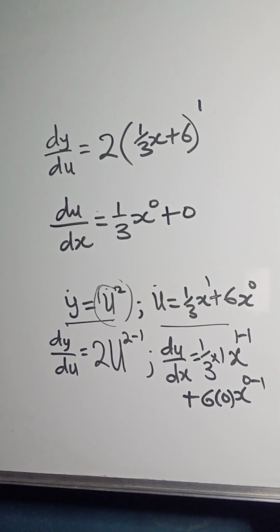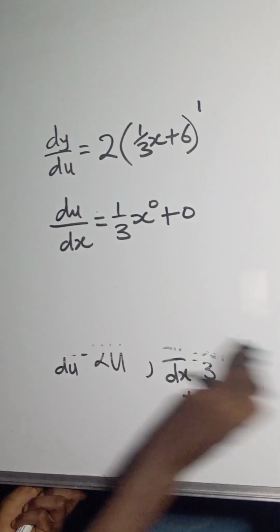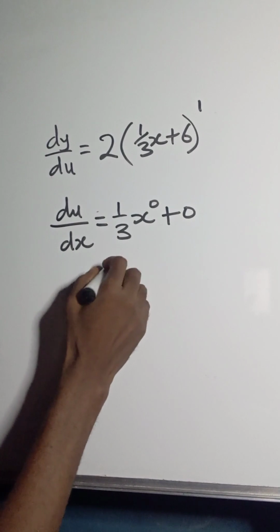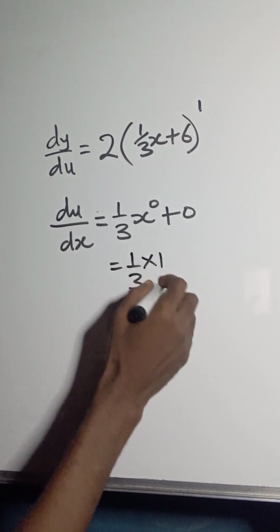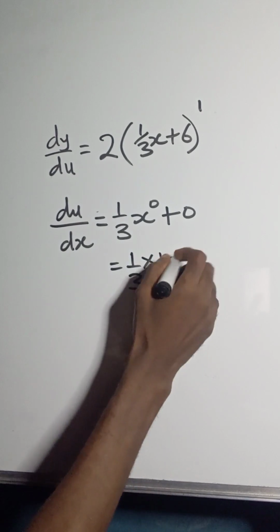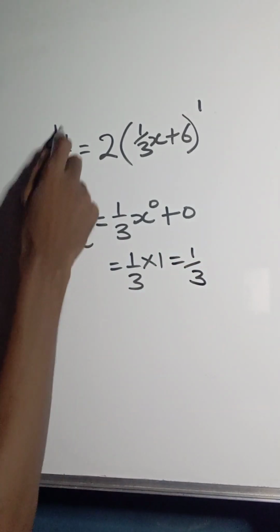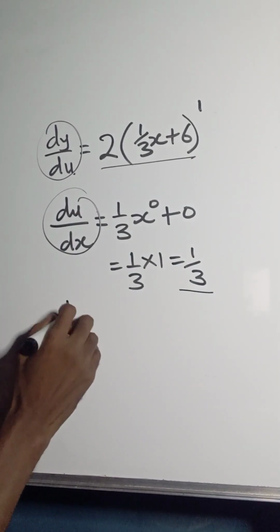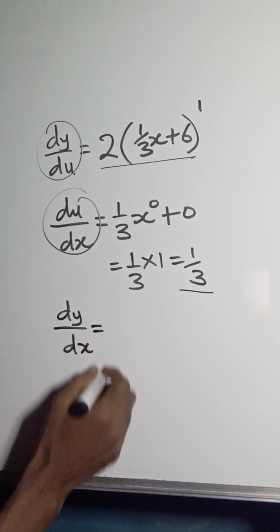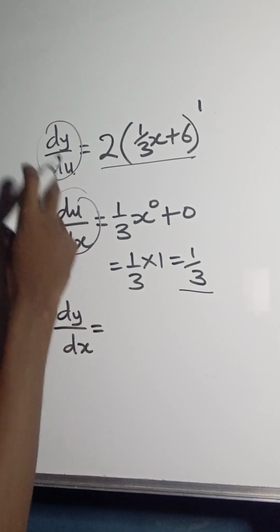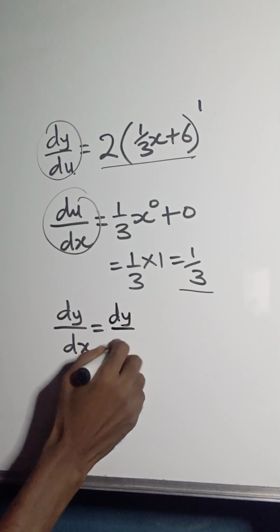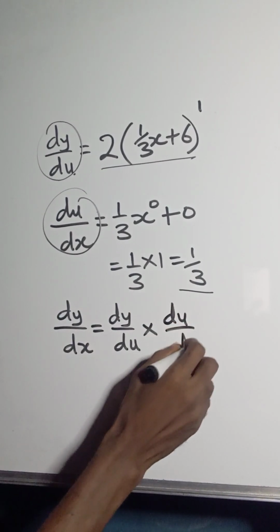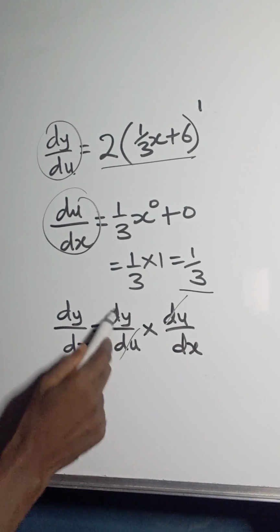So having gotten those two, finally we are going to finish it up. This gives us 1/3 times 1 plus 0, which is 1/3. Now I've gotten this as this, and I've gotten this as this. So our dy over dx would be dy over du multiplied by du over dx. Remember, if this cancels out, we'll get our dy over dx.